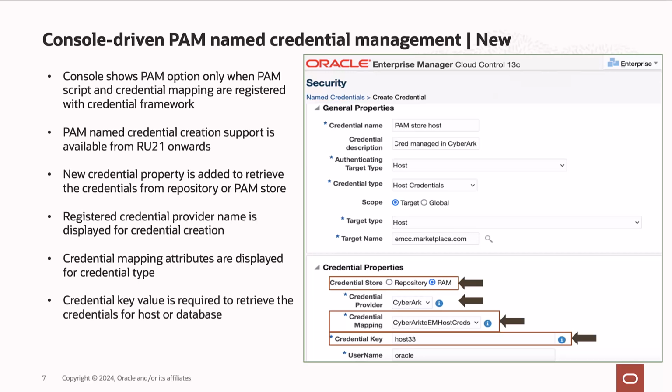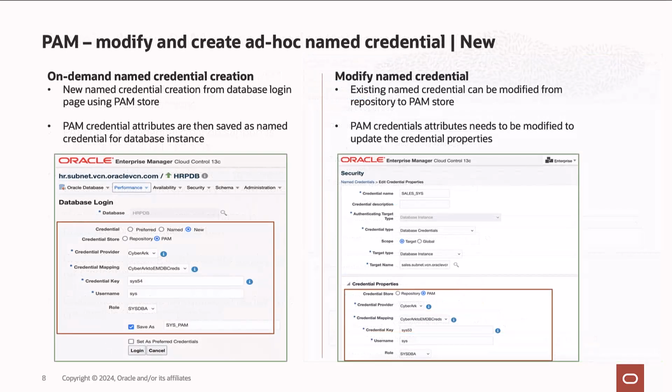The console now allows you to choose the credential provider, credential mapping created, and provide credential key when creating the PAM-based named credentials. It also allows to view whether the credential is stored in EM repository database or the PAM store. We have also enhanced our one-time database login from target databases to support creation and use of on-demand PAM-based credentials. Additionally, you can modify existing named credentials to PAM-based named credentials directly through the EM console.